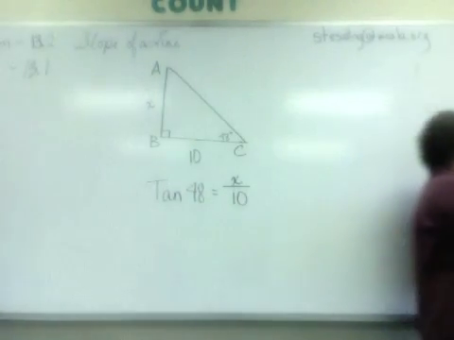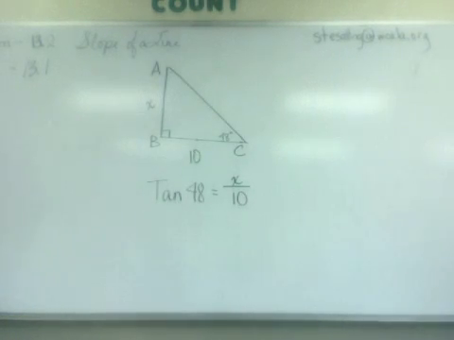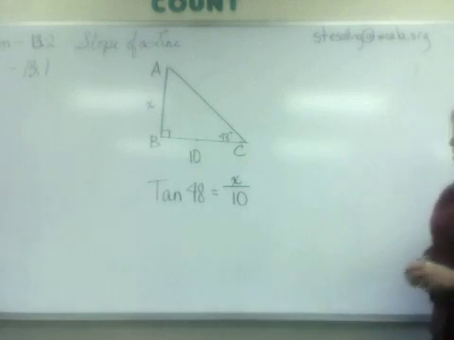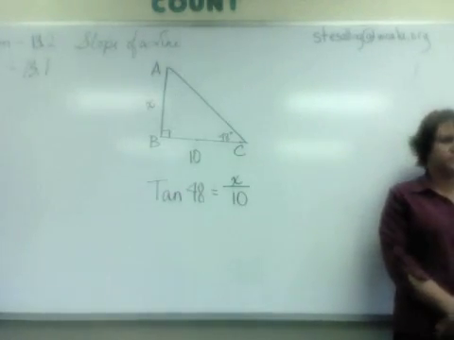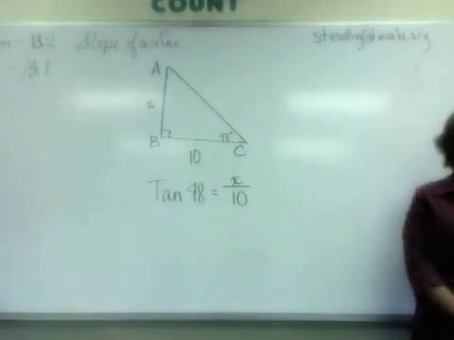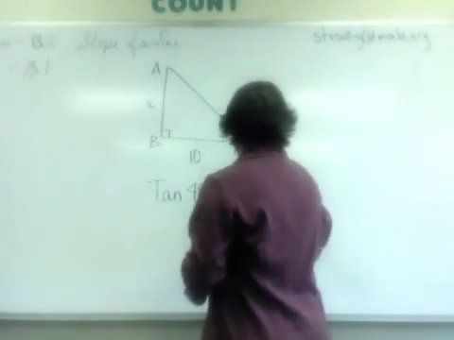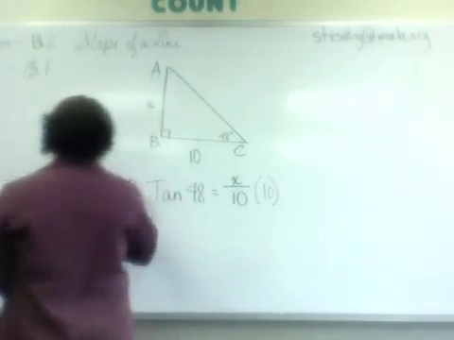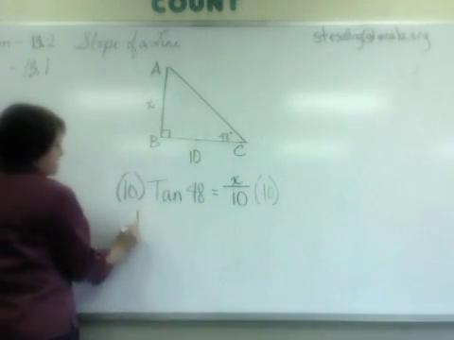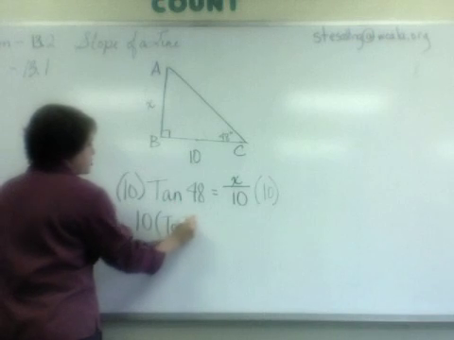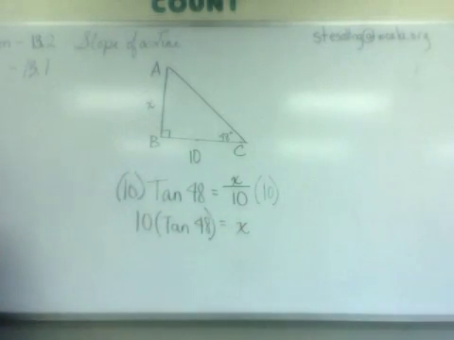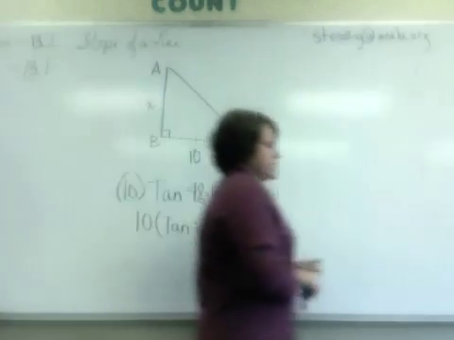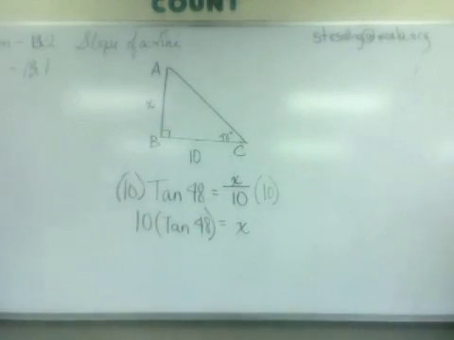Now, if we actually wanted to find the value of x, this is an equation. How do I manipulate this equation to get x by itself right here? I multiply both sides by 10. And in multiplying both sides by 10, I've got 10 times the tangent of 48 is equal to x. Now the tangent of 48 is an actual decimal number.